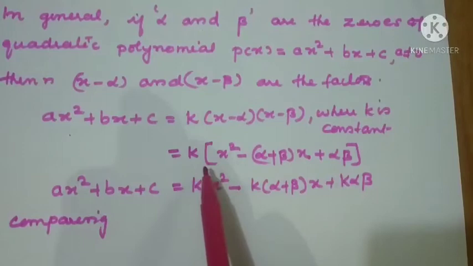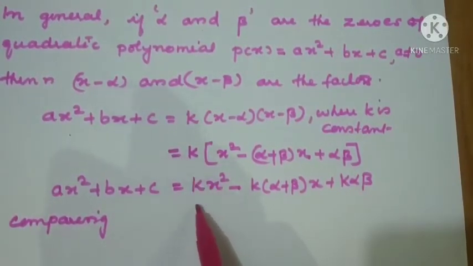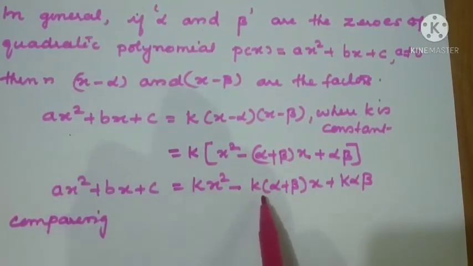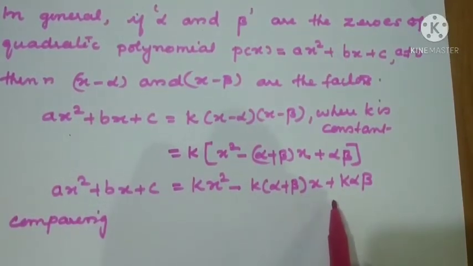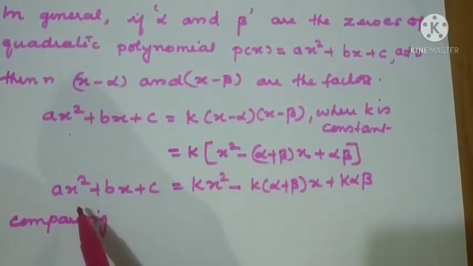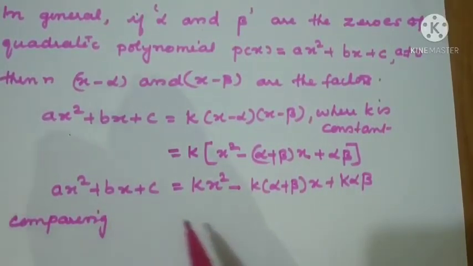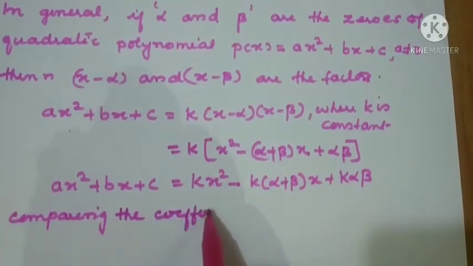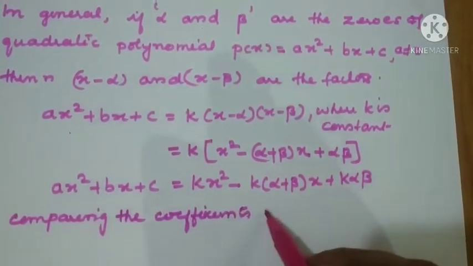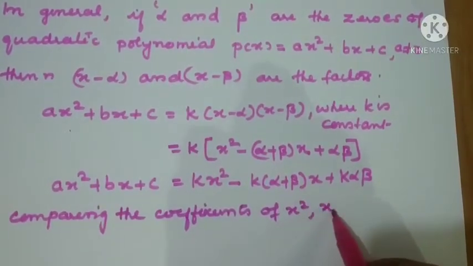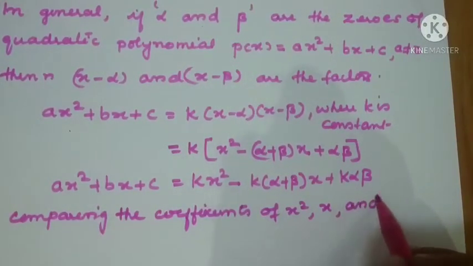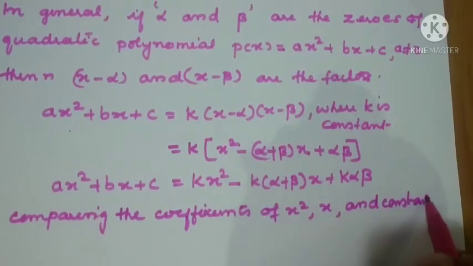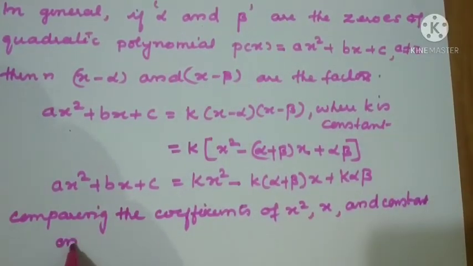Now what is the next step? k should be expanded. That means each bracket should be multiplied with k: kx square minus k into alpha plus beta into x plus k alpha beta. On this side we have ax square plus bx plus c, our quadratic. What is the next step? Comparing the coefficients of x square, x and the constant on both sides.